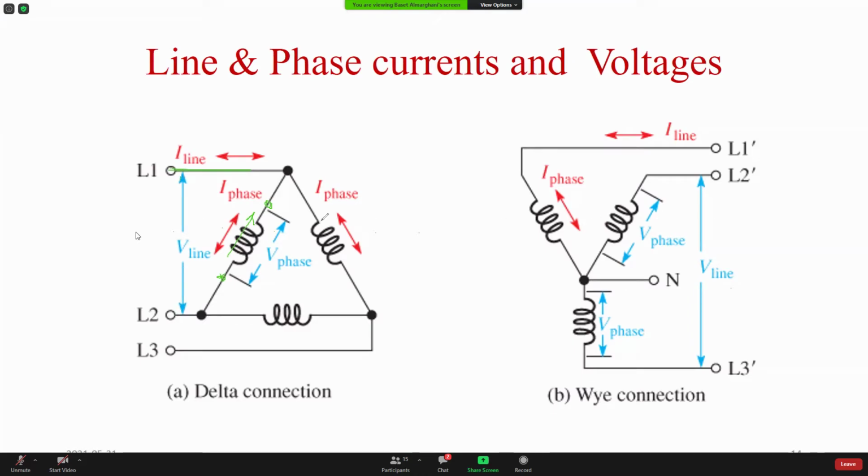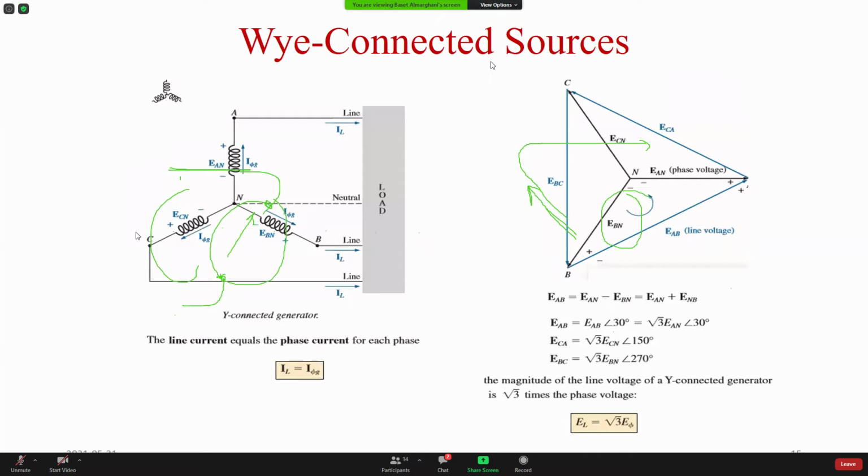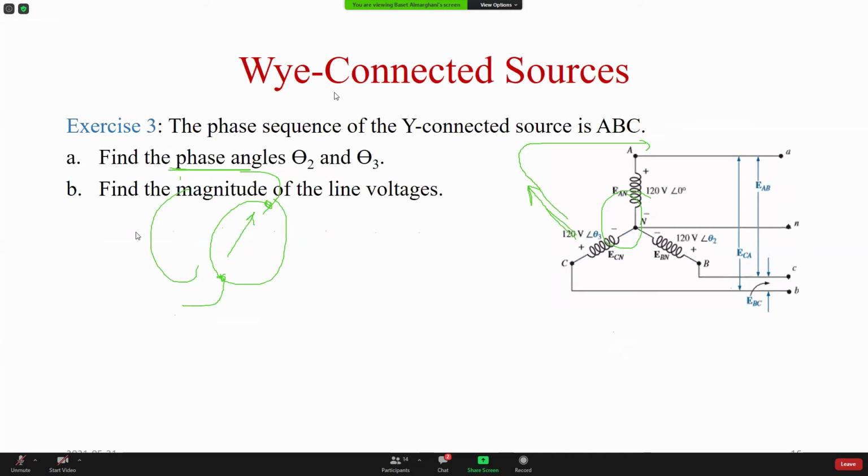For Y or delta, this is the delta connection. This is the Y connection. What's across here is called the phase voltage. What is going here is called the phase current. And we can see in Y, phase current equals the line current. And in delta, the phase voltage equals the line voltage because these are connected like this. Then we did talk about this thing, and we stopped. We're going to do the exercises here.